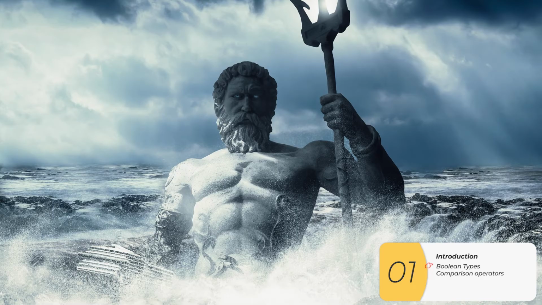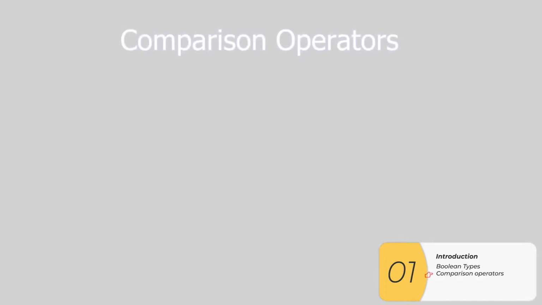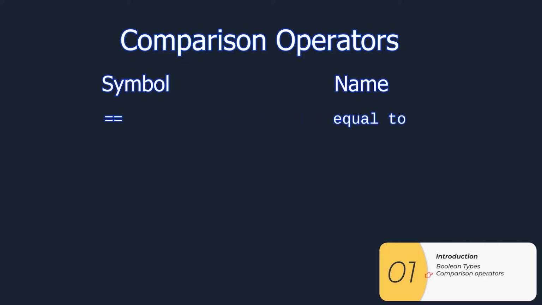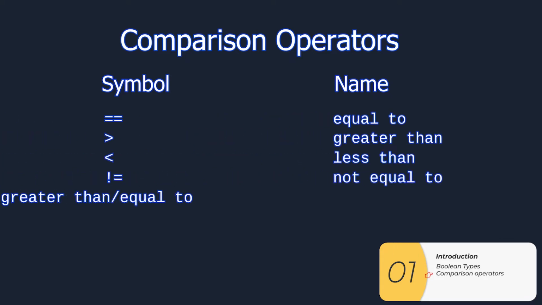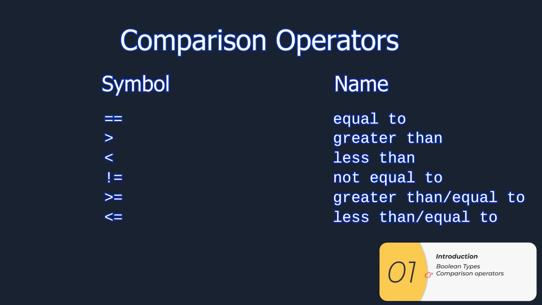Well, how do we know something's true or false? Do we know because the gods tell us it's so? No. What we do is we use something called comparison operators. And so with comparison operators, we can tell if something's true or false. Comparison operators in Python are equal to, greater than, less than, not equal to, greater than or equal to, and less than or equal to.